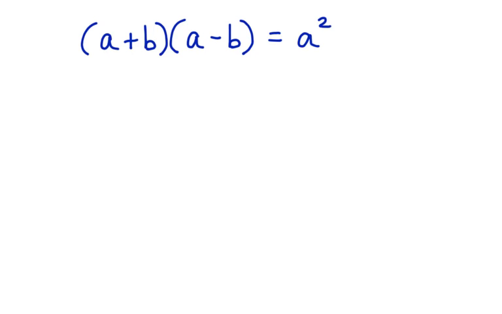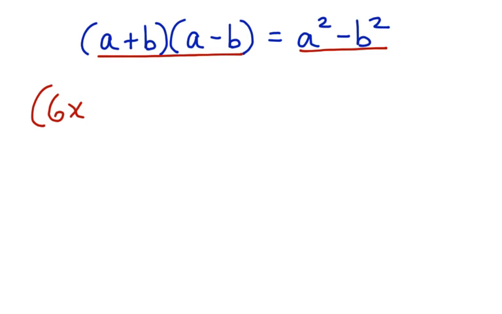This is the sum and difference formula, and it says that when you have the quantity a plus b times the quantity a minus b, it's the same thing as saying a squared minus b squared. In other words, when you multiply these two binomials together, this will be the special product of the two binomials. Let's apply the sum and difference formula to an example.